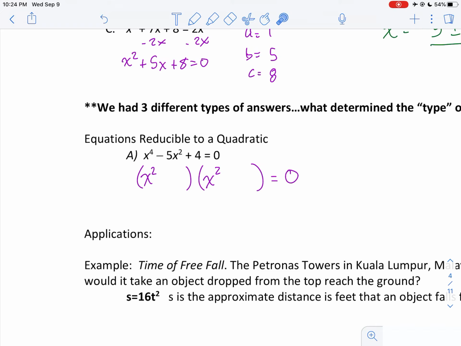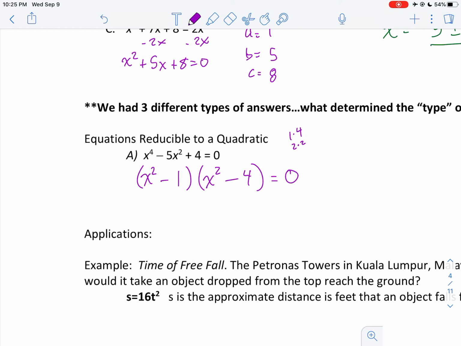So now I need to figure out what to put here to get plus 4, and what to put here to get negative 5. Well, to get 4, we've got really 1 times 4 and 2 times 2. If you look, if we put 2 and 2 in there, that's only going to give me 4x squared. But if I put 1 and 4, now when I distribute, this is 4x squared and 1x squared, that's going to give me the 5x squared. Only we need it to be negative, so I put minus and minus.